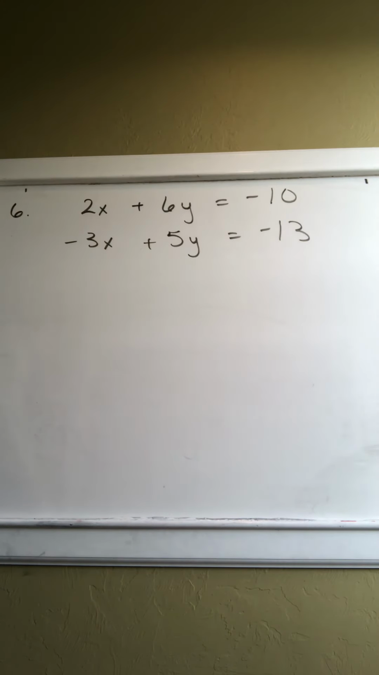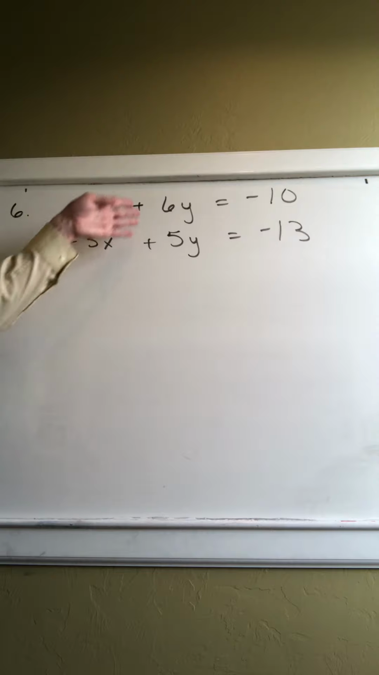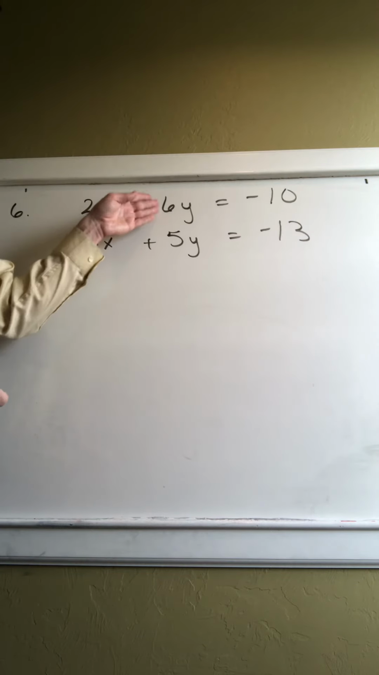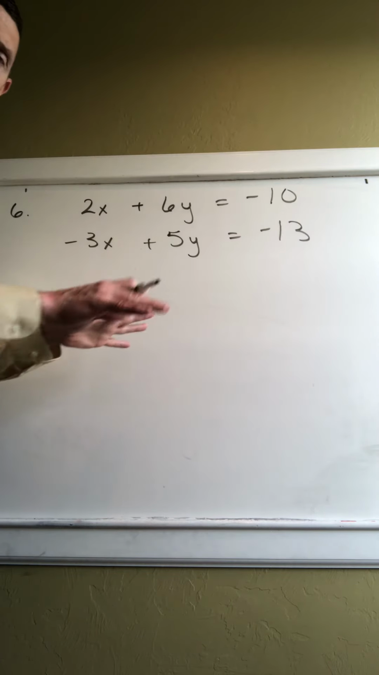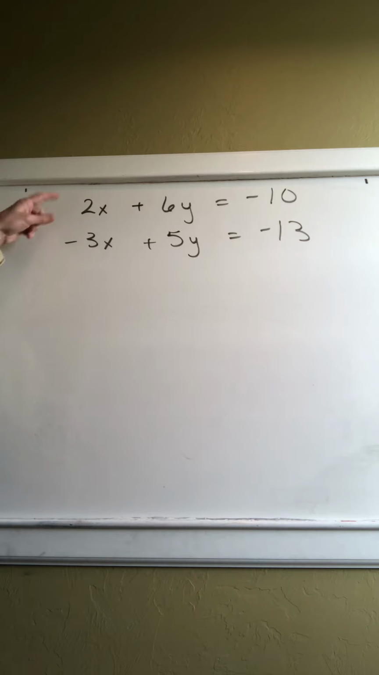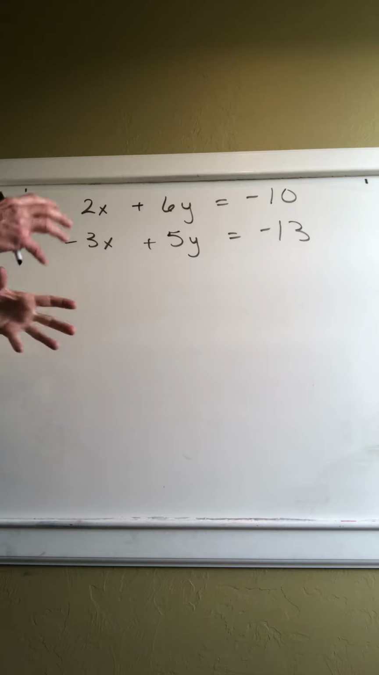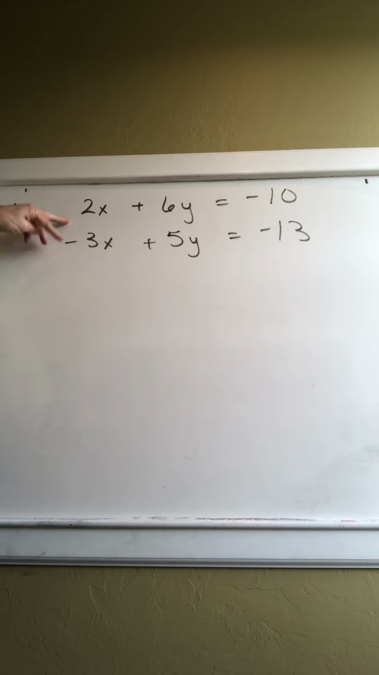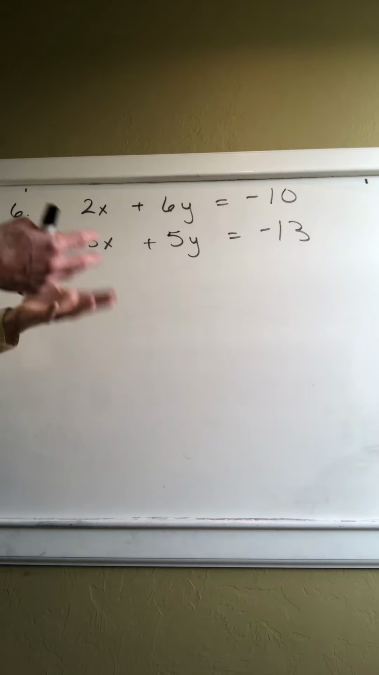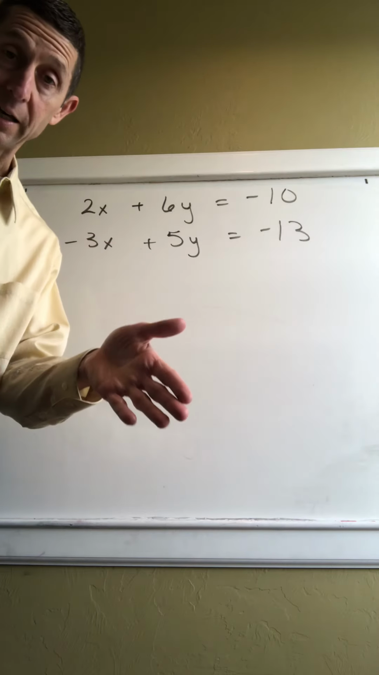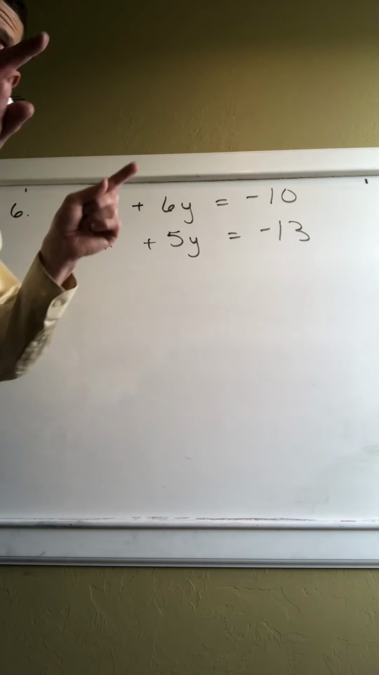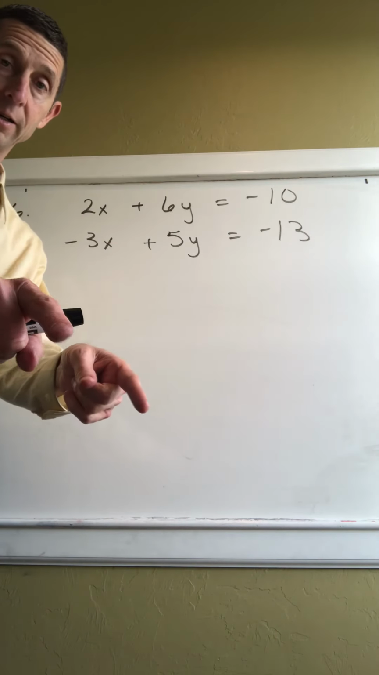All right, let's take a look inside what we want to work with. The y's are both positives and have bigger numbers, 6 and 5. Let's stay away from that. The x's are smaller numbers, and look, one's positive, one's negative. So it's a little bit easier to knock them out. So how can I get a 2 and a 3 to work together? We can make them both 6. Positive 6 and negative 6, that would eliminate. So let's make it happen.